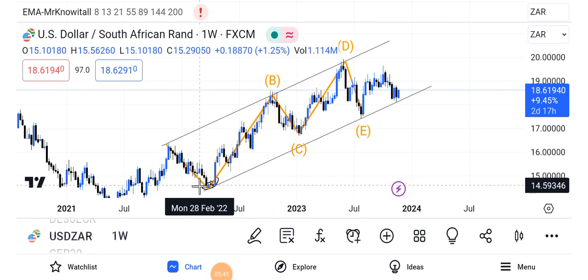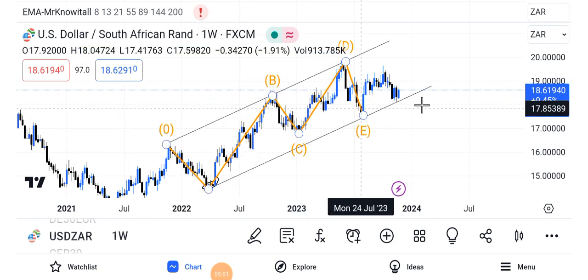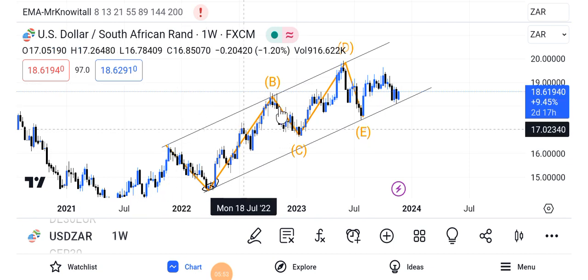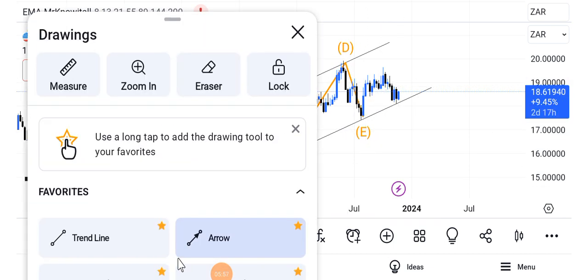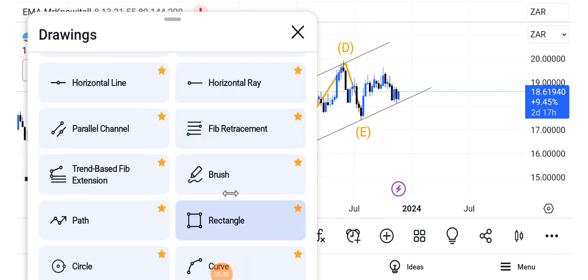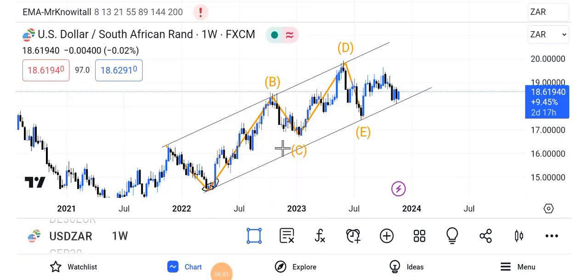You understand what I mean? So it's very important for you guys to understand this formation of higher highs and higher lows. You have to understand that, guys. So now what I'm going to do is identify my key levels right here.